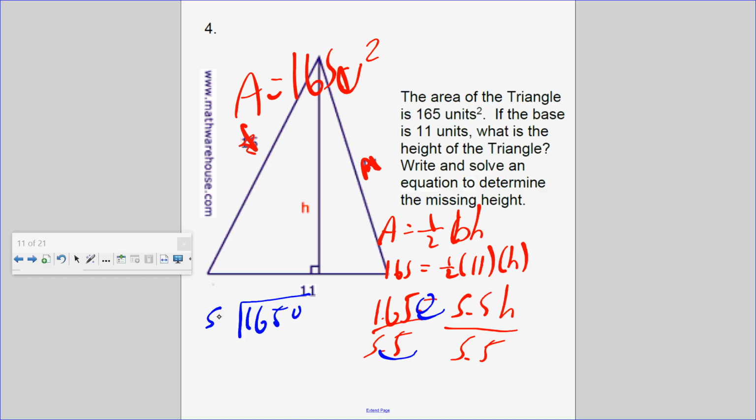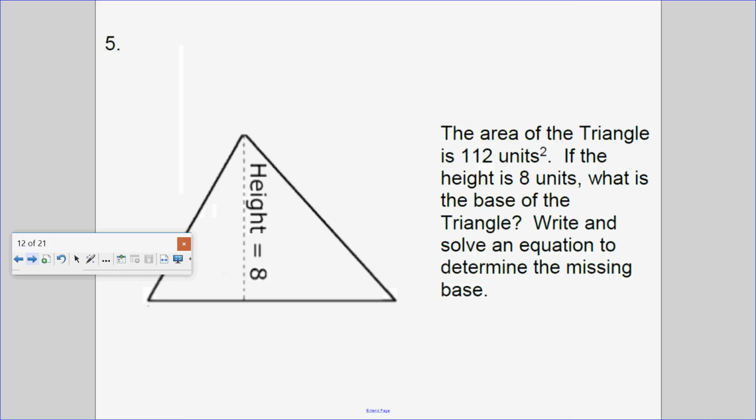So that's 1,650 divided by 55. Can 55 go into 1? 0 times. Can 55 go into 16? 0 times. Can 55 go into 165? It goes in, I think, 3 times perfectly. Yes, it does. And can 55 go into 0? So 30. So the height is 30. To check your work, if you multiply 30 by 11, then divide by 2, or half, you'll get 165.